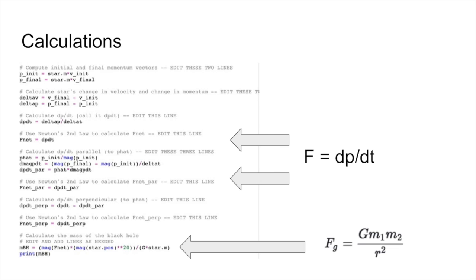Next, we'll calculate the parallel change in momentum with respect to time. And again, we will use Newton's second law to set the F-net parallel equal to the change in momentum with respect to time parallel. Then we will do the same thing with the perpendicular. Finally, we will use Newton's universal law of gravitation, moving around to solve for the mass.